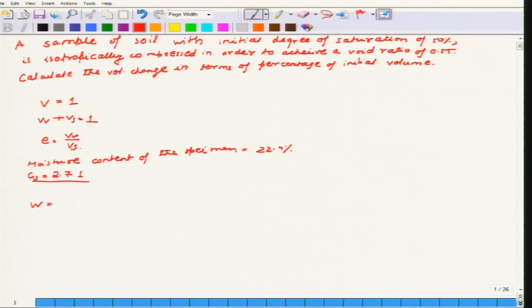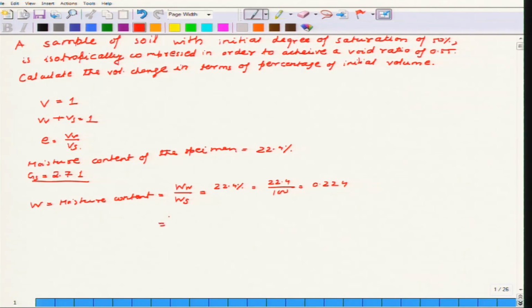So you know that the water content of a soil, or the moisture content of a soil, is actually equivalent to the weight of water by the weight of solids, which in turn is given as 22.4%, which means it is equal to 22.4 by 100, which is equal to 0.224.